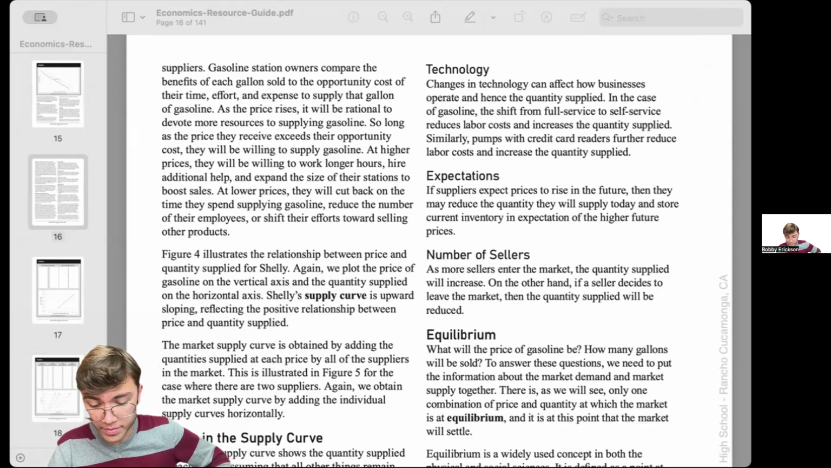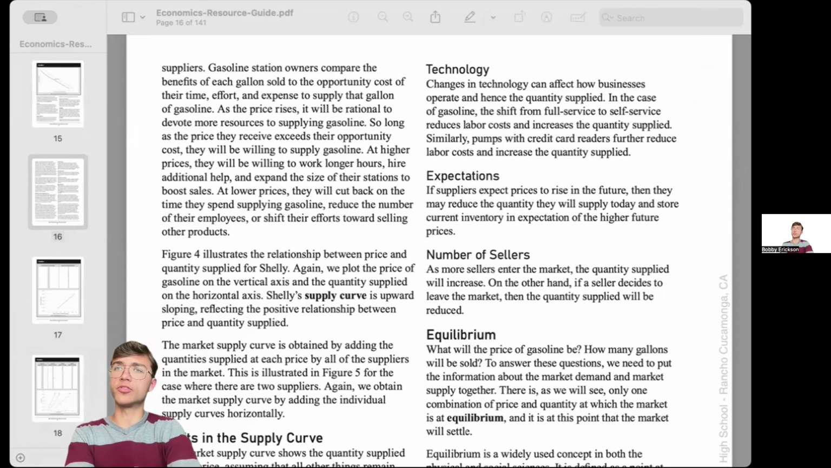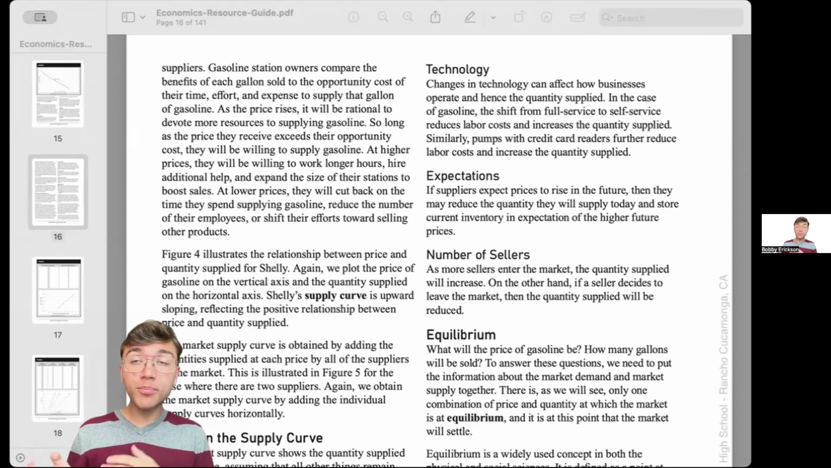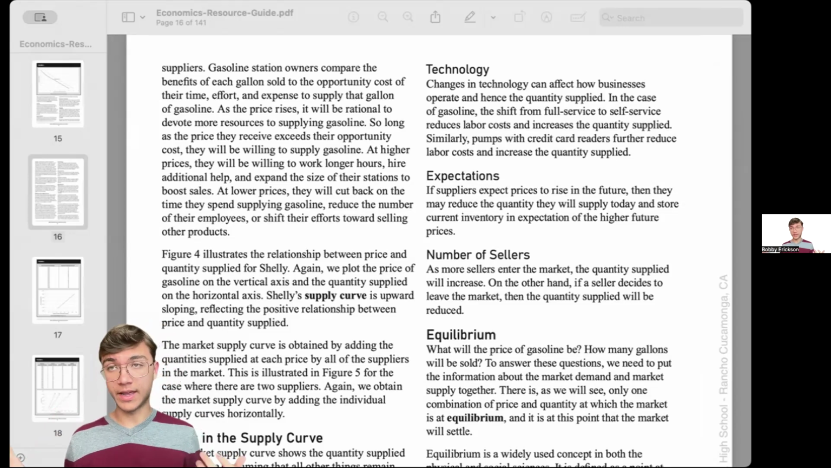Another example of this would be pumps with credit card readers, because it decreases labor costs. A person doesn't have to be standing at a counter saying, "Hey, do you want to buy some gas today?" and the person saying, "No, because I would rather pay with a credit card with the robot right over there who's going to replace your job." Yeah, that's right. Woo, technology. So, as you can see, an improvement in technology will clearly increase the overall supply.